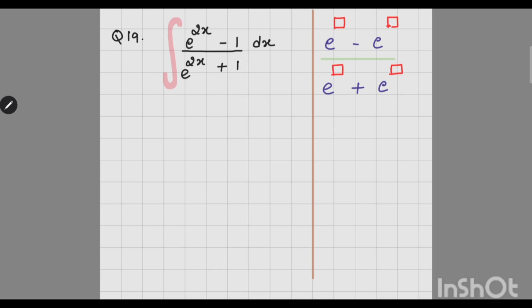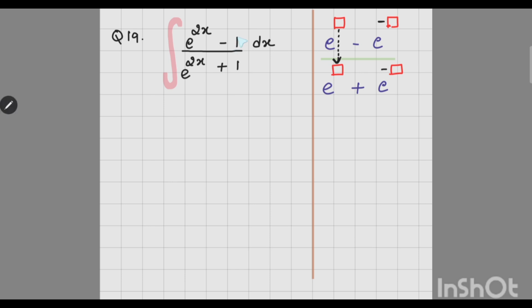So this question is partly similar to the 20th one, right? Here we have e to the power 2x, but here we have 1, and here we have e to the power 2x and here 1. So what we need to do is bring it into this form: e to the power of a function, then minus e to the power negative of that, then again e to the power of the same function here, then negative of that. If we bring it into this form, then it is very easy to do the integration by the substitution method.